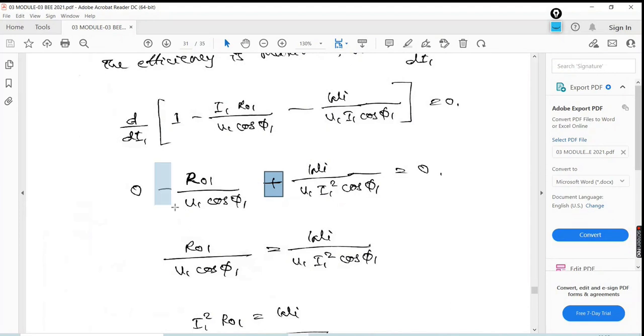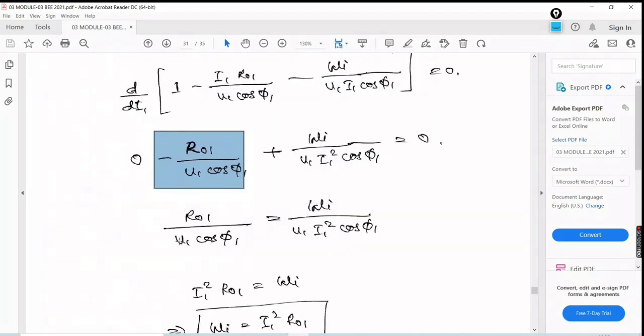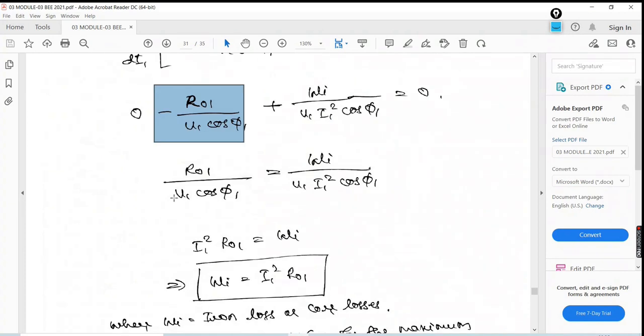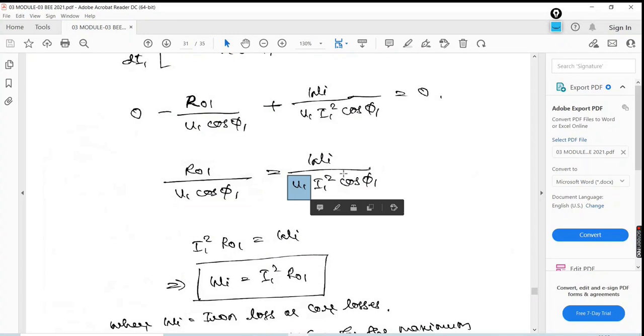Then I will take this to the right side. That is R01 divided by V1 cos phi 1, which is equal to Wi divided by V1 I1 square cos phi 1. This V1 cos phi 1 on both sides will get cancelled. Then I will take I1 square to this side, so I1 square into R01 is equal to Wi.